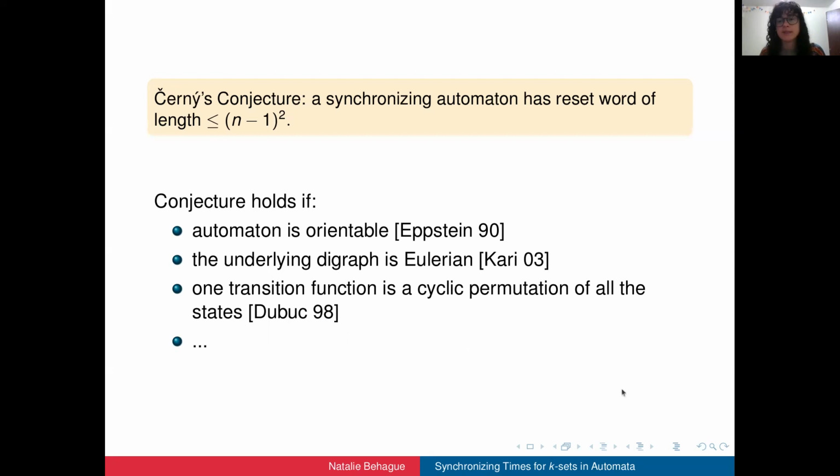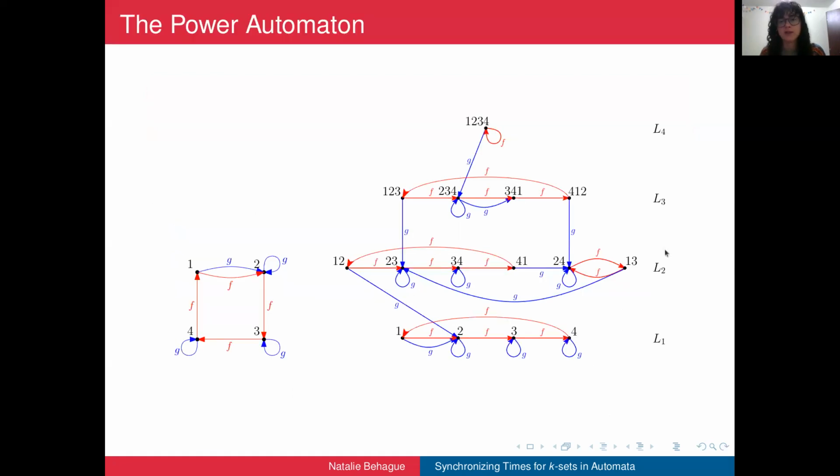So let's think about it a bit more. Let's draw a picture of the power automaton, which is a very natural thing to consider. So I'm going back to my favorite automaton, this 4-state standard automaton. Its power automaton is formed by taking a new automaton where each state is a set of states from our original automaton, and we draw the mappings as to how that mapping acted on that set of states in the original automaton.